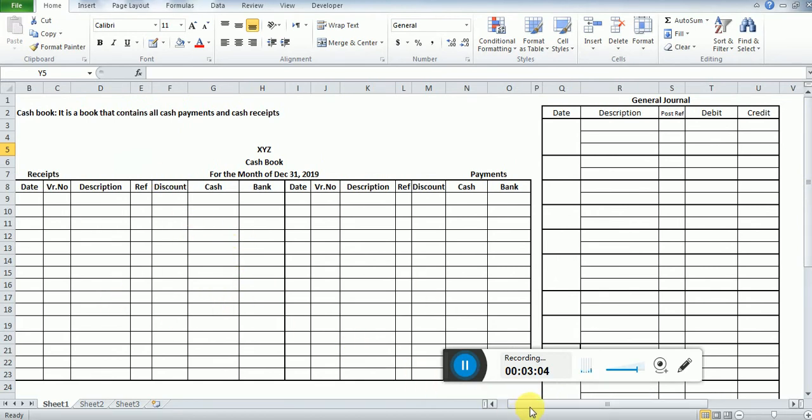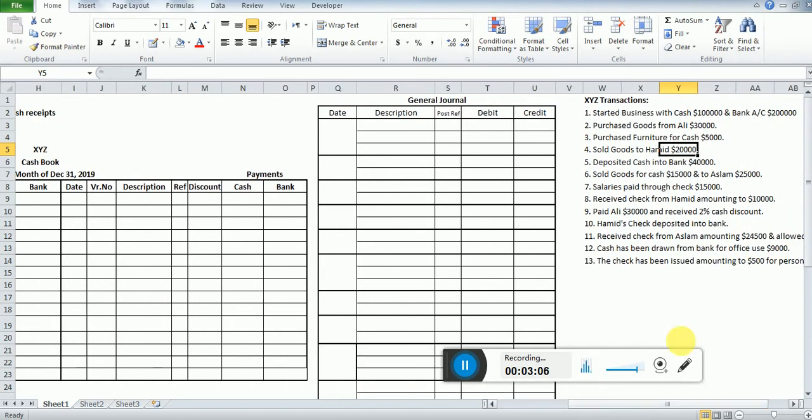Why? Because we can also directly move all these values from these transactions into the cash book, since the cash book is a type of journal. But simply in the general journal, I'm recording it to let you know what is a debit entry and what is a credit entry, and then I will explain how to put all these values in the cash book. Okay, so we start from the first transaction.